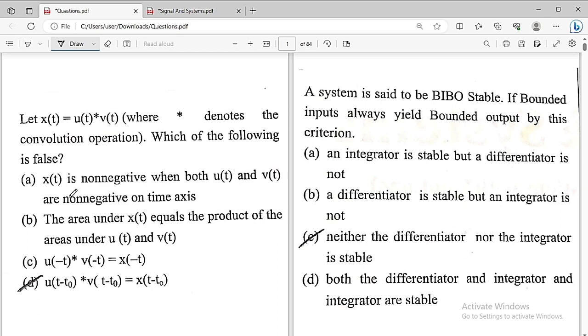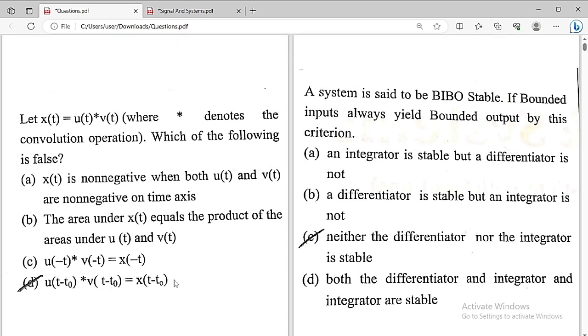From this I can say that option A is a true statement, option B is a true statement, and option C is also a true statement. But option D is given wrong. Actually it should be like this: u(t−t0) convolution v(t−t0) should be equal to x(t−2t0). It should be like this.